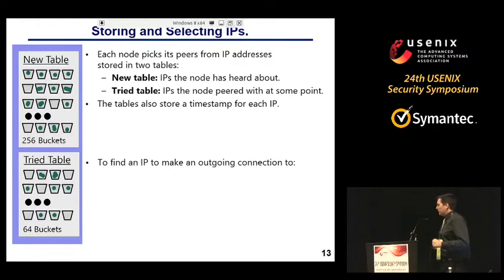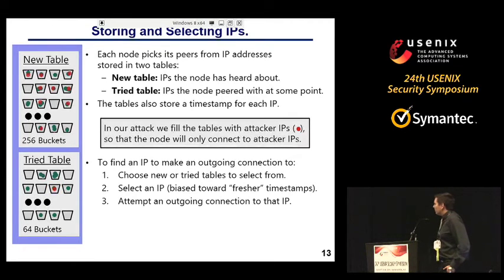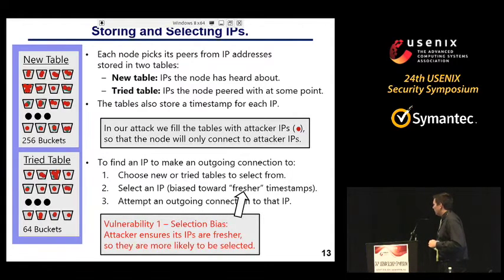So if a node wants to make an outgoing connection, it's going to use these IPs. The first thing it decides is whether it's going to choose from the new or tried table. Once it's selected a table, it selects an IP address from the table. This selection is biased towards fresher, more recent timestamps, and then it attempts an outgoing connection to that IP address. So what the attacker wants to do is just fill these tables up with attacker IPs represented by the red circles, so that when it goes to choose an IP address, it has no choice but to choose attacker IPs. Furthermore, the attacker can tilt the game in their favor by ensuring that their IPs are always the freshest IPs.